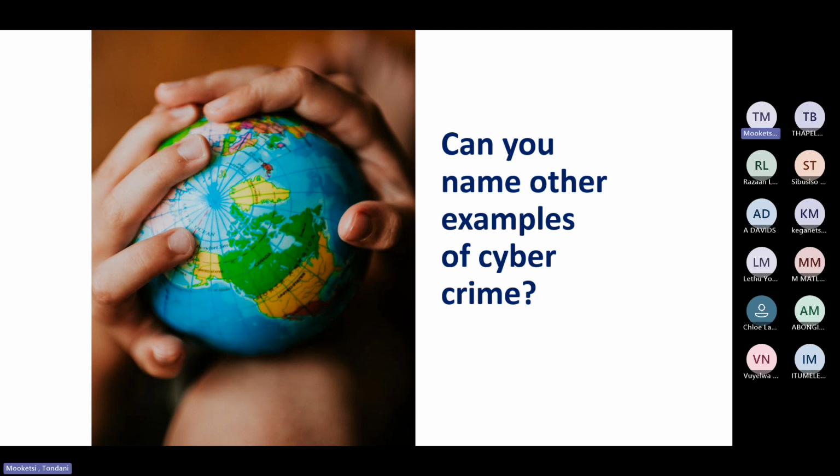Other examples, there is also theft of intellectual property. So that does not only happen online. Any intellectual property can be stolen. It could be confidential business strategies being stolen by hackers or competitors. So that is also a form of cybercrime, theft of intellectual property. So those are some of the examples.